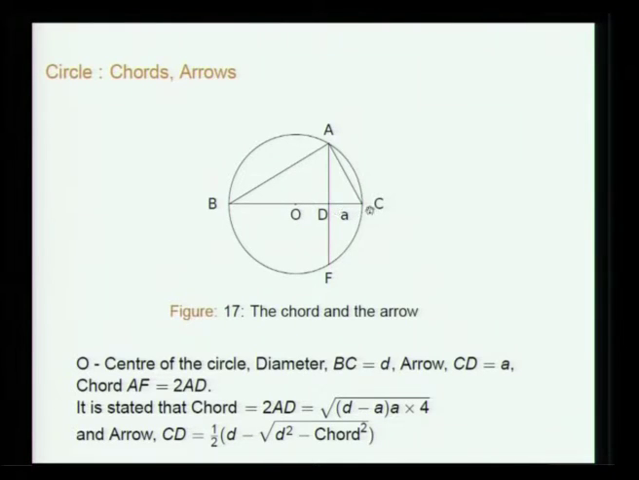Suppose you call it A, and the chord AF is equal to 2AD. It is stated that the chord 2AD is the square root of (D minus A) into A, times 4. So if you know A and D, you can find the chord. And the arrow, of course, is half of D minus the square root of D squared minus chord squared, if you give the chord and the diameter.